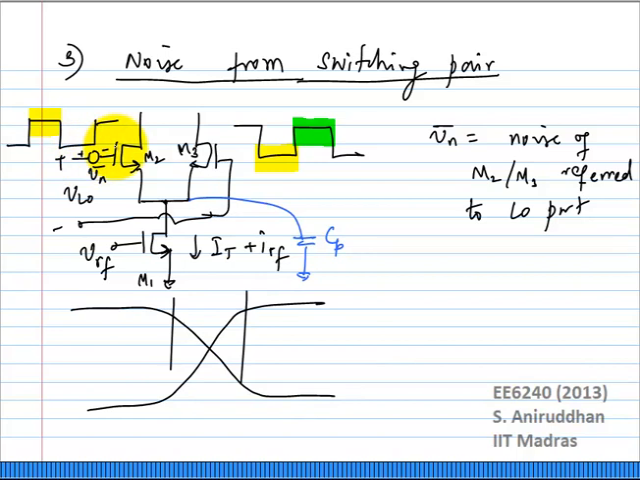When will they switch? Suppose this is Vg2 and this is Vg3. So M2 is turning off and M3 is turning on. What happens to the turn on instant and turn off instant? M3 will turn on a little later or a little earlier. I am adding a positive voltage like this.